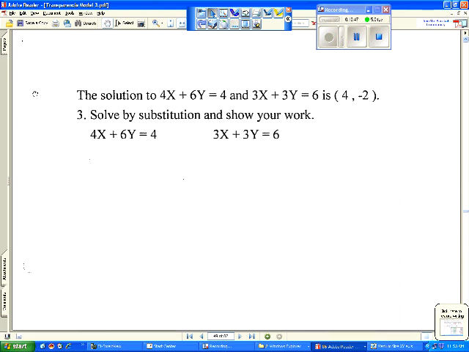Number 3 says the solution to 4x plus 6y equals 4 and 3x plus 3y equals 6 is (4, negative 2). It gives you the answer. It's going to give you the answer on the test. And it's going to give you that same equation 4 times. And it's going to say solve by substitution, show your work. Solve by graphing, show your work. Solve by linear combination method, show your work. And then solve by matrices and show your work, except we don't have to do the matrices.